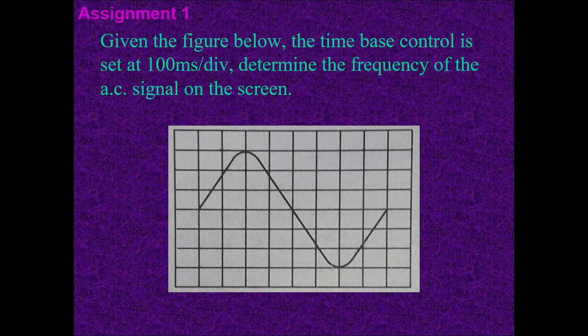Now notice that you have been told, given the figure below, the time base control is set at 100 milliseconds per division. Determine the frequency of the AC signal on the screen. So basically, let us first have on our fingertips everything that we need. First, we begin with something known as the numerical data. I believe I sent you a document about how to solve physics problems, and not only physics problems, but any other solution, that can apply the document that I sent you earlier. If not, please ensure that you get that particular document.